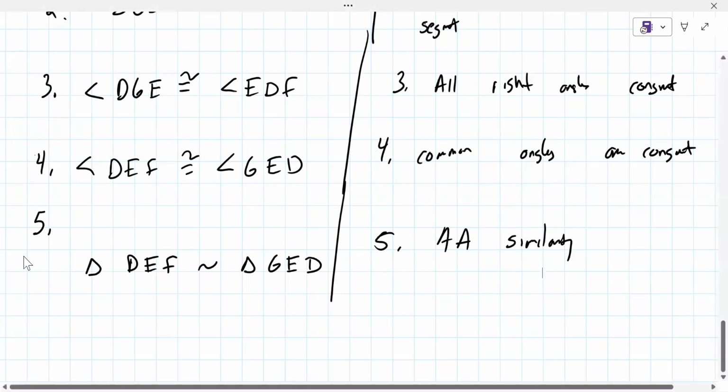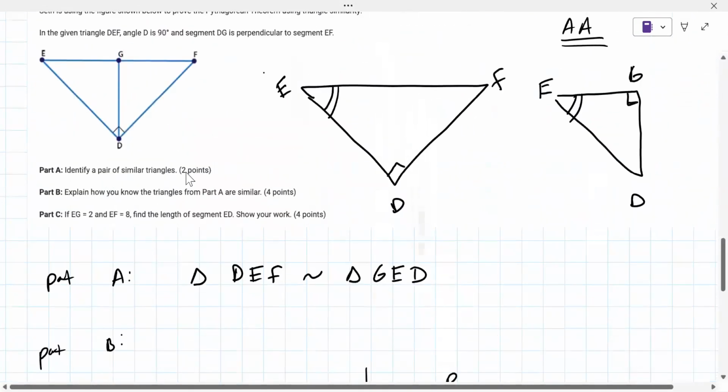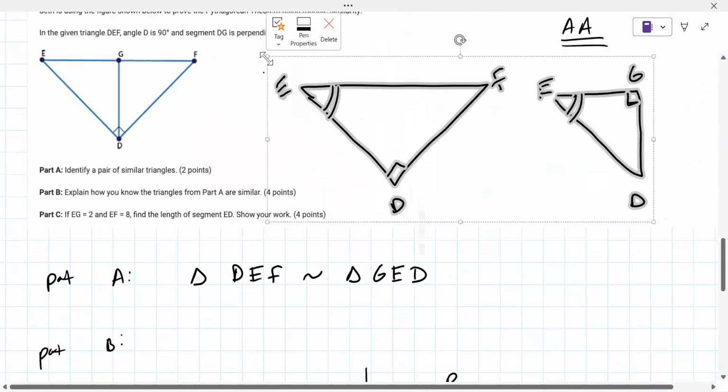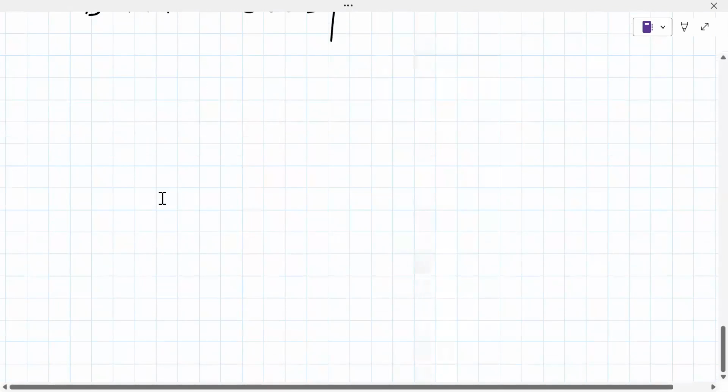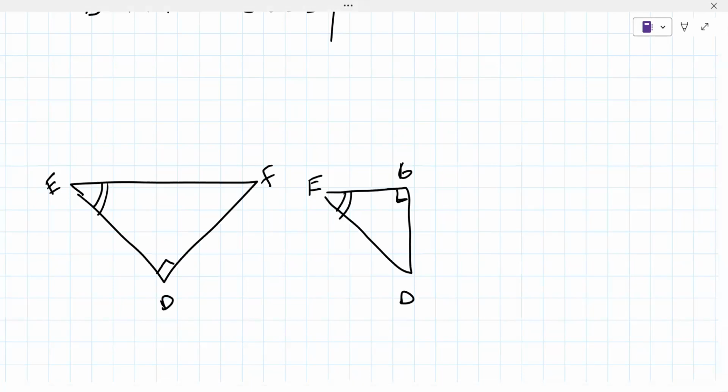Okay, so we can now do part C, which does require us to look at these two triangles here. Let me know when you're ready for part C. All right. There we go. All right, yeah, now I'm ready for part C.